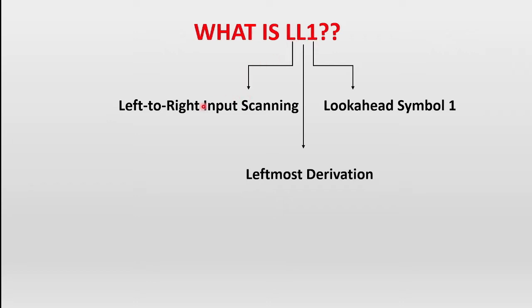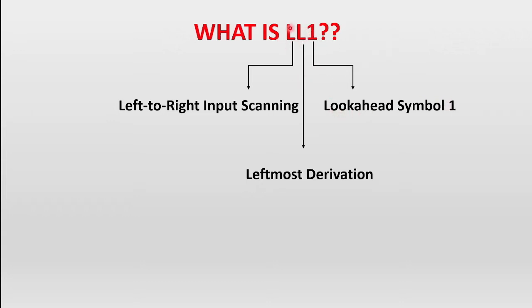First L stands for left to right input scanning. So whatever the input string is, we have to scan it from left to right. Then the second L is used for leftmost derivation. Now LL1, LR0, LR1, all these are parsers. Parsers means we use a derivation tree or parse tree to show the parsing. We have to draw the tree, and when we draw it, we draw it from the leftmost side. So leftmost derivation, and the 1 is used as a look ahead symbol.